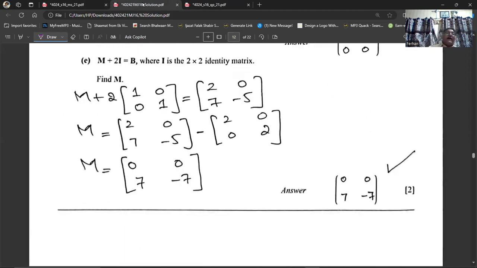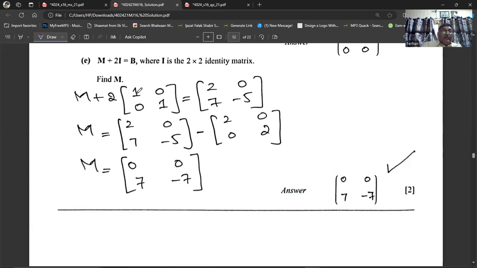In the next part they say that M plus 2I is equal to B, where I is a 2 by 2 identity matrix. The 2 by 2 identity matrix will be 1 0 0 1. It is represented with the I. So M plus 2 bracket 1 0 0 1 equals B, which is 2 0 7 minus 5.